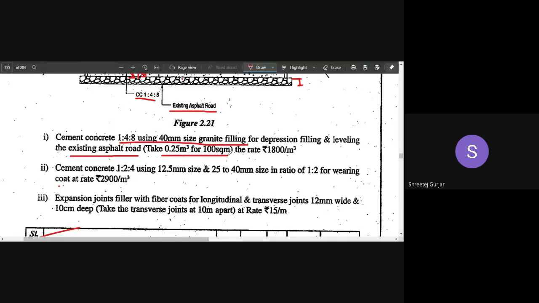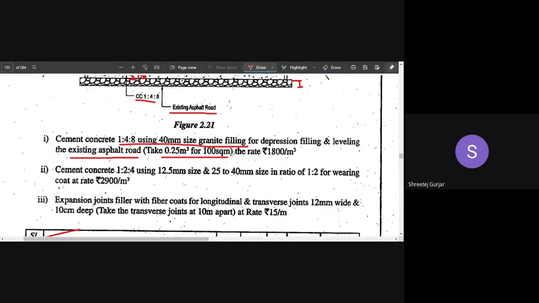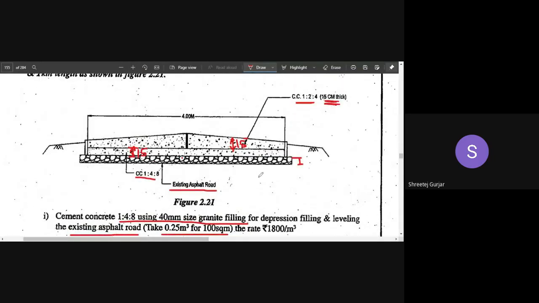We have to take 0.25 meter cube for 100 square meter. So you have 100 square meter of road which you have to prepare. For every 100 square meter of road which you have to prepare, you have to put 0.25 cubic meter amount of concrete.